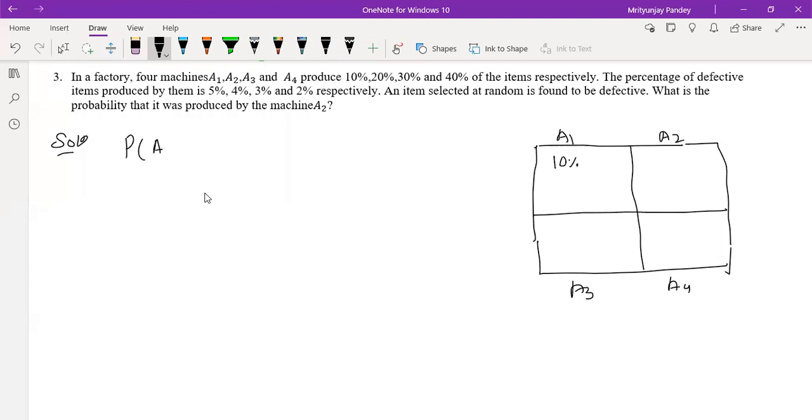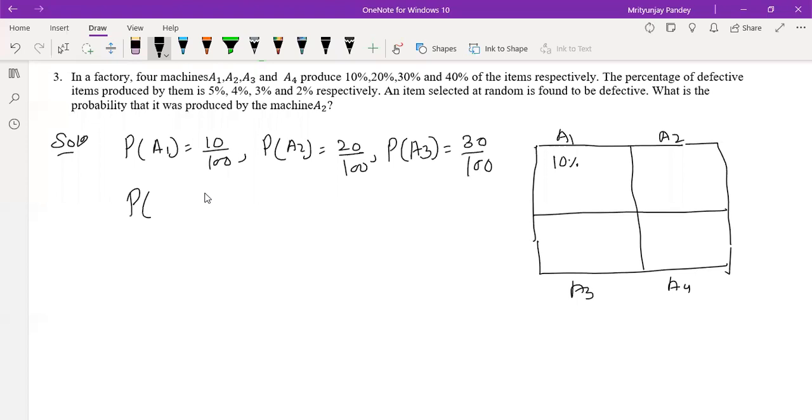The probability of producing a component from box A1, machine A1, is nothing but 10%, already given. Similarly, a component produced from A2 box, A2 machine, is what? That is 20%. Percent is nothing but probability. Just write divided by 100. A3, probability of producing a component from A3. What is the answer? 30%. Understood? A4 means probability of producing a component from machine A4. This is P of A4. What is the value? 40%. Is it clear?